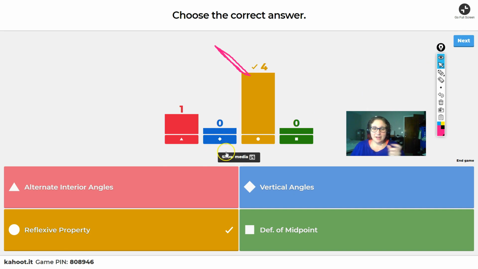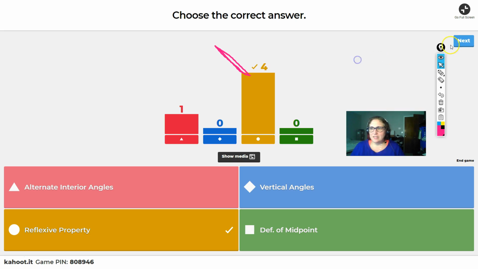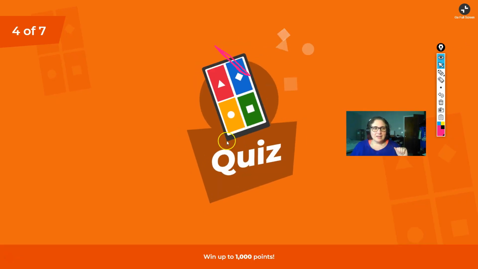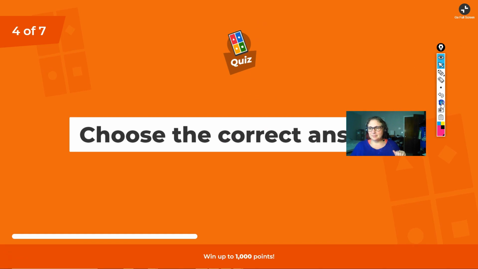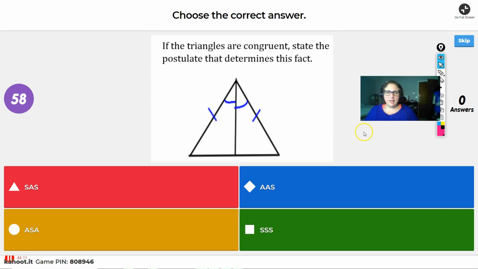Reflexive property is correct. Again, these aren't angles. That's a line. So because this is a line, we know it can't be alternate interior angles. Next. If the triangles are congruent, state the postulate that determines this fact.